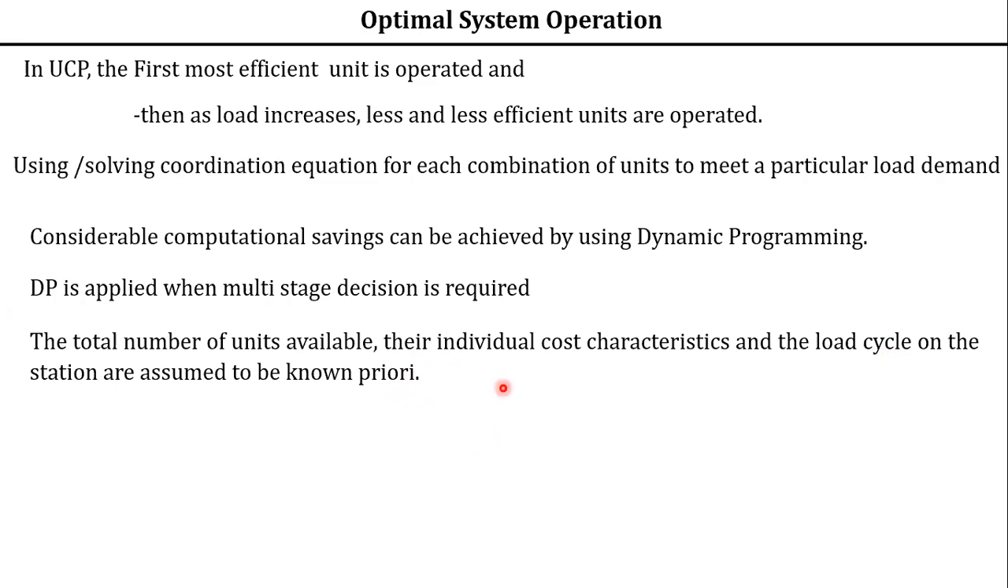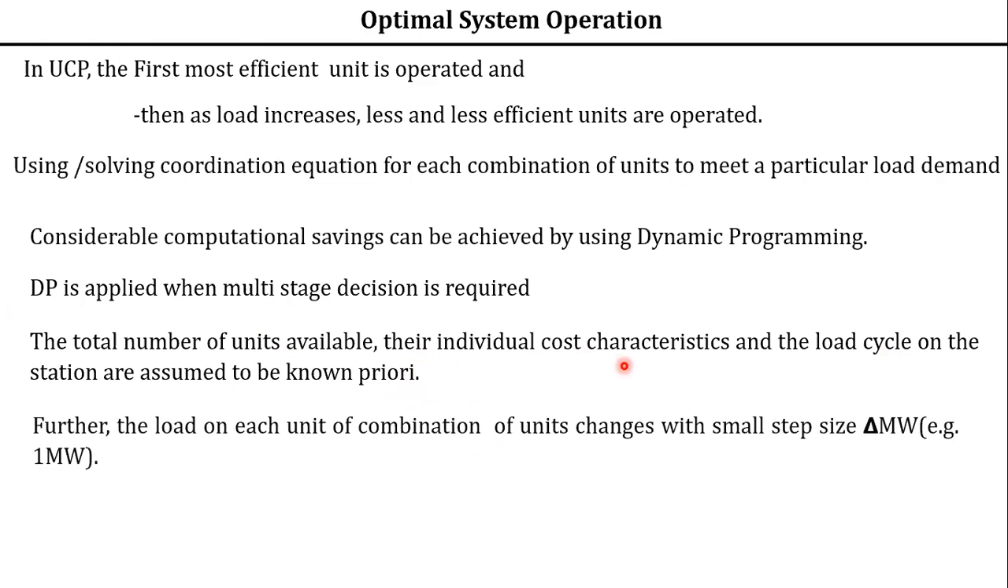So all these three things, one is number of units available, their cost characteristics, and the load cycle on the stations, are to be known before solving this unit commitment problem. This is the first important thing you should know. Without this, we cannot solve.